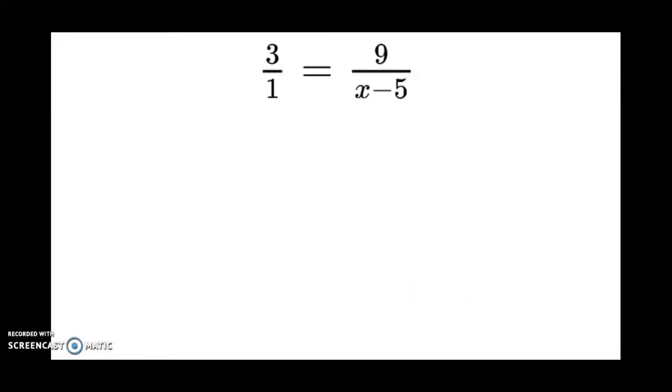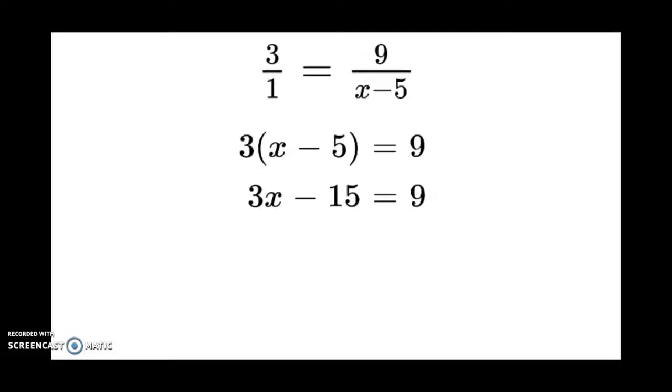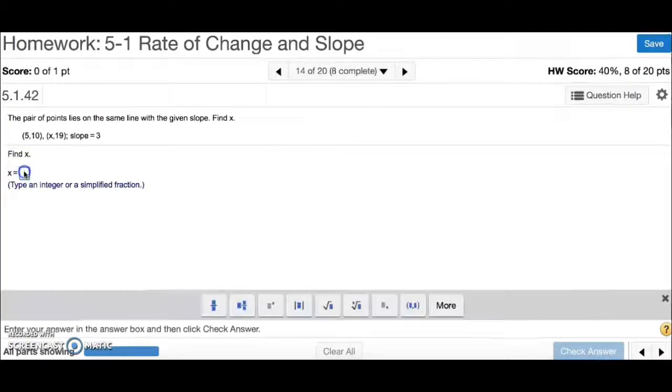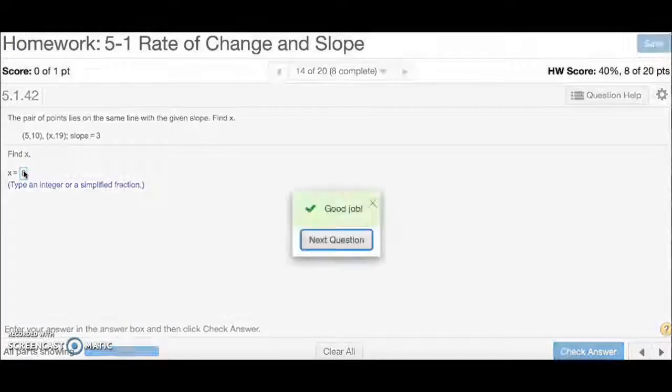Now we're going to cross multiply to find x. So 3 times x minus 5 equals 9. Distribute the 3, we get 3x minus 15 equals 9. Add 15 to both sides, we get 3x equals 24. Divide both sides by 3, and x is going to equal 8. So your answer is going to be 8. Typing it in, 8 is the answer for number 14.